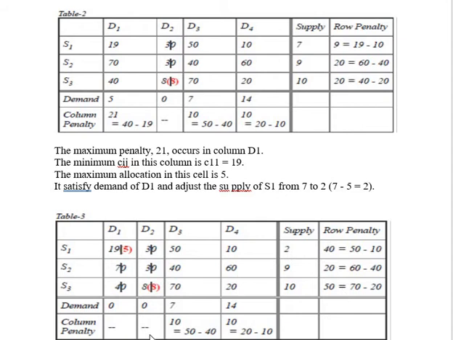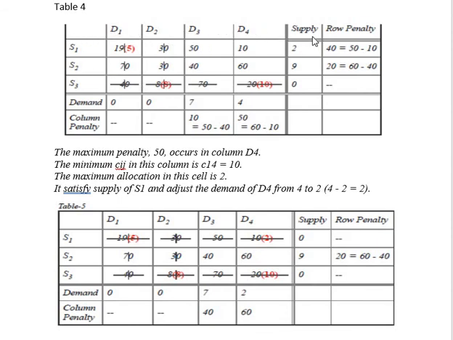Again calculate the row penalties and column penalties. Of these row column penalties, find the maximum penalty. Maximum penalty is 50. Then select the row S3. In that row S3, select the cell with the minimum cost, that is in the cell S3 D4. Minimum cost is 20. So select the cell S3 D4.